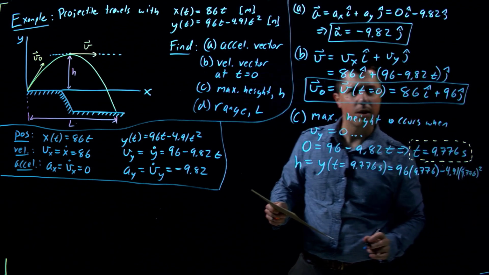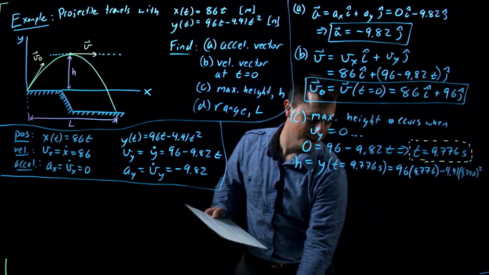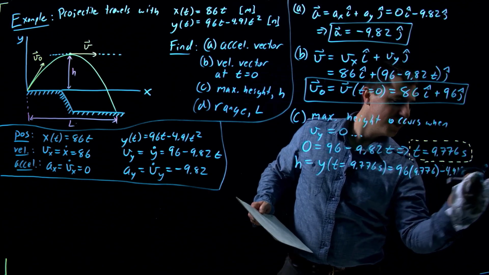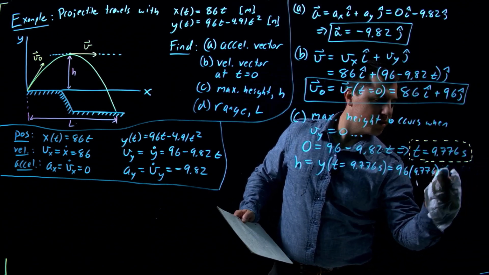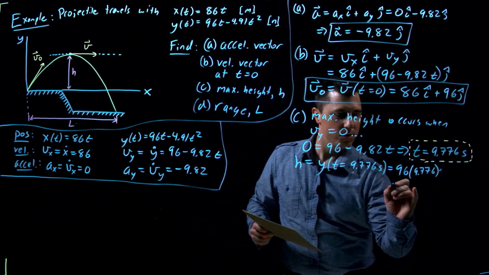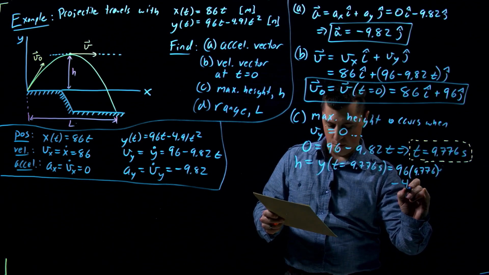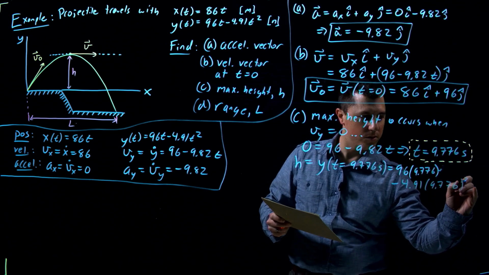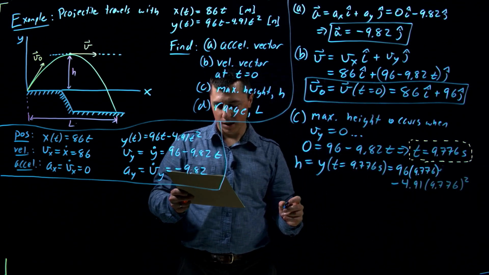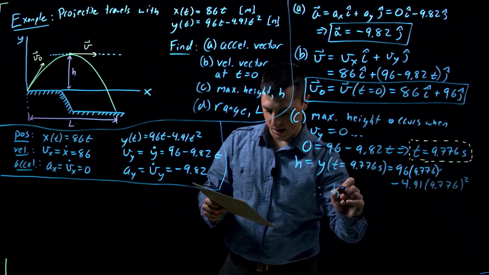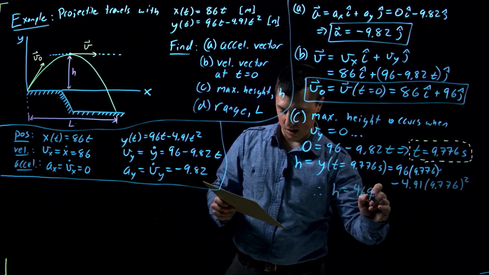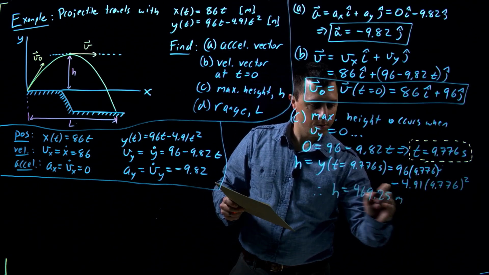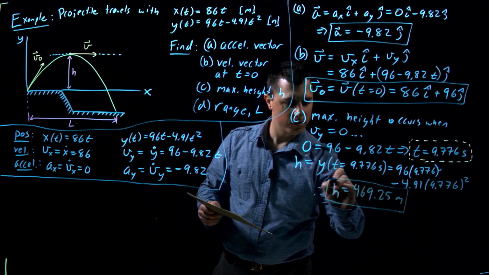I'm running out of space, so let's do this the old easy way here. Use a new line. 4.91 times 9.776 squared, and therefore our max height h is 469.25 meters when we do the calculation.